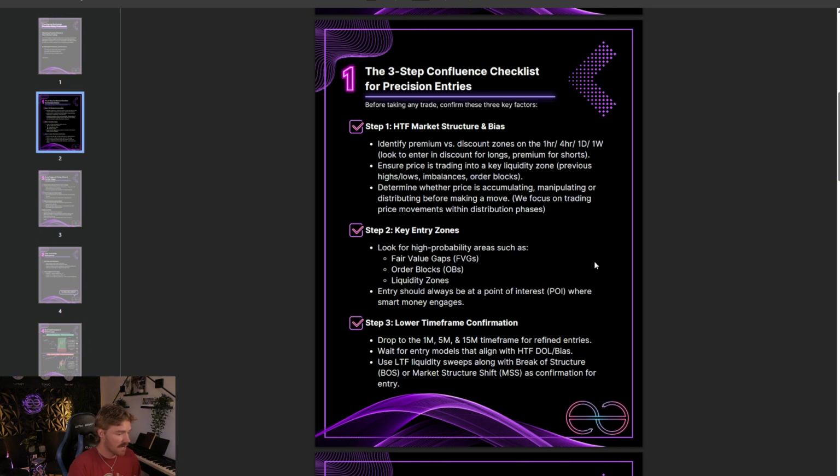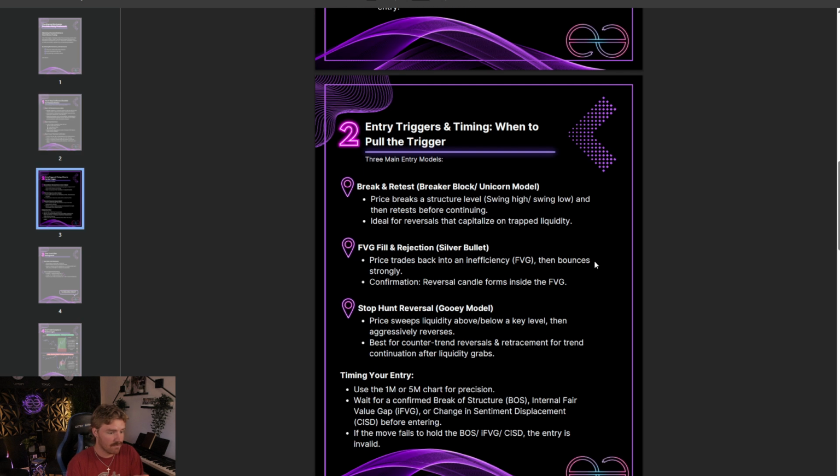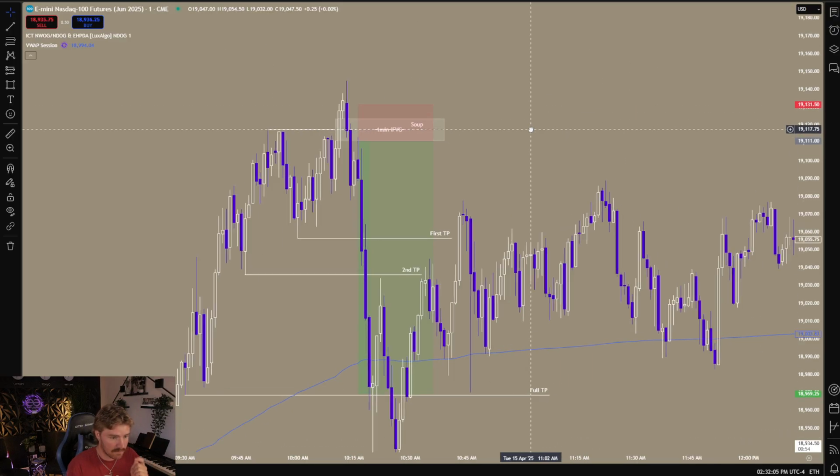And then step number 3, lower time frame confirmation, drop down to the 1 minute, the 5 minute. That's where we're looking for our refined entries in line with our higher time frame bias, right? And then that's when we go down to here, and that's when we're looking for our actual entry models, okay? So that is how you find a precise entry in the market.